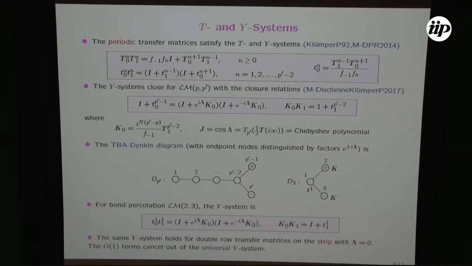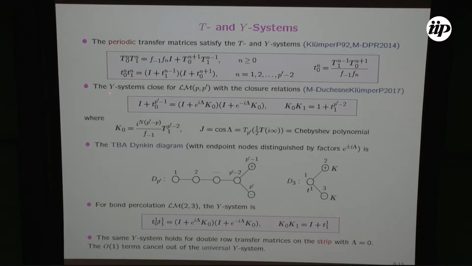The Y-system uses ratios of T's, or in this case, a product of T's divided by some F's. These little t's are, in fact, going to be the Y's. So here is the T system. You introduce these little t's, and then you get the Y system. The nice thing about the Y system is that these objects are universal and connect with the conformal description through finite size corrections.